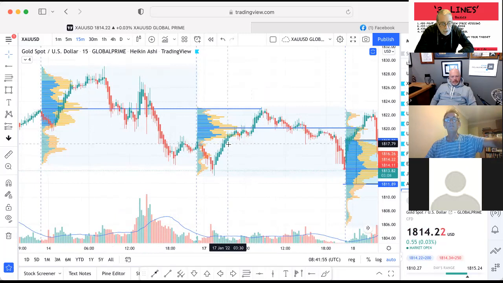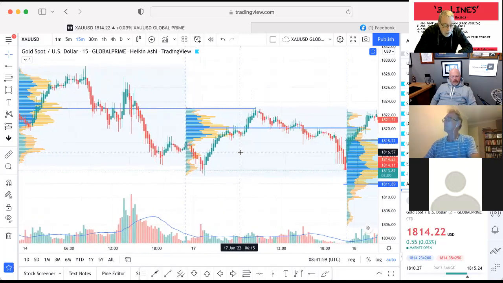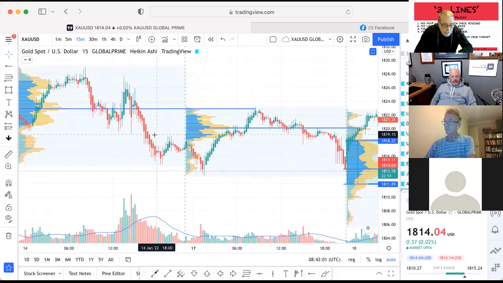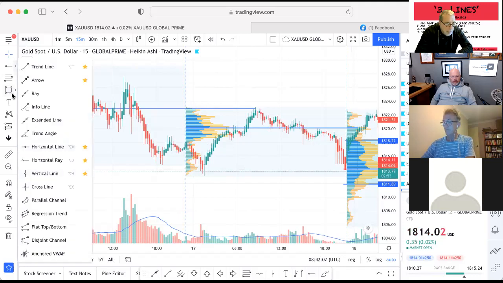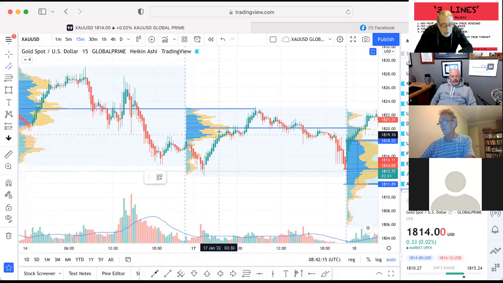And the thing that I do in order to avoid sitting looking at the chart all day is I mark off that area. I use a thing called parallel channels. So under Trendline Tools, you'll find parallel channel. And what I did was I marked off where the consolidation was.